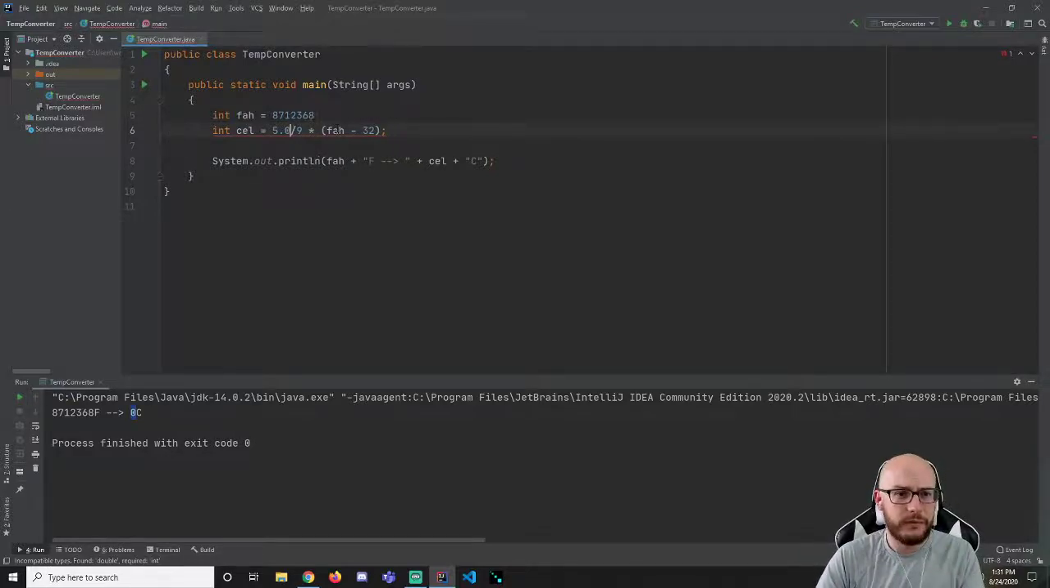I now have 5.0 divided by 9. Because this 5 is technically a double, I won't get truncation here. I will get the correct result of 0.555. But now notice, this is mad at me. Why? This right-hand side, because I have a double here, ultimately the entire calculation is producing a double, right?